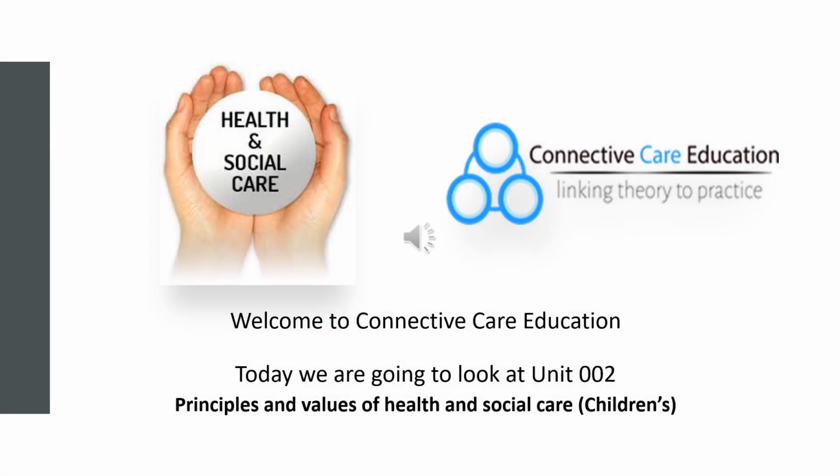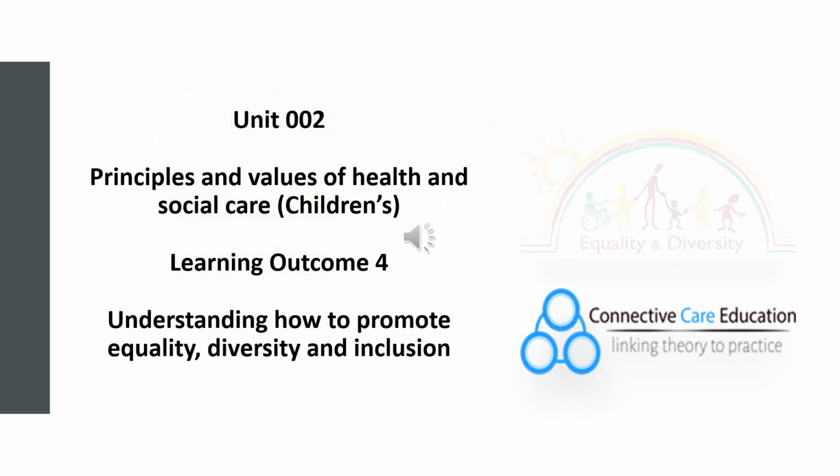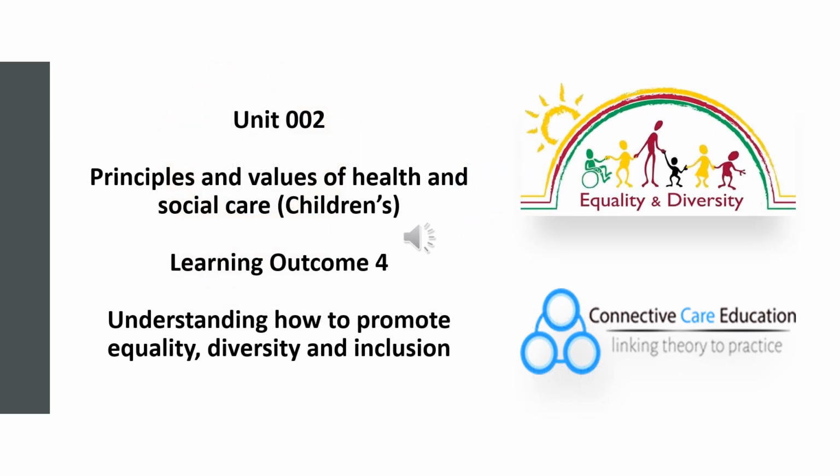Today we are going to look at Unit 002, Principles and Values of Health and Social Care Children. Unit 002, Principles and Values of Health and Social Care Children's Learning Outcome 4. Understanding how to promote equality, diversity and inclusion.